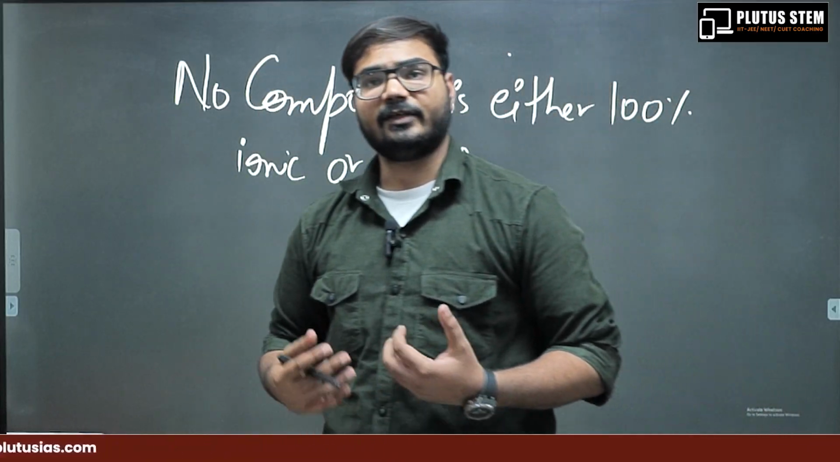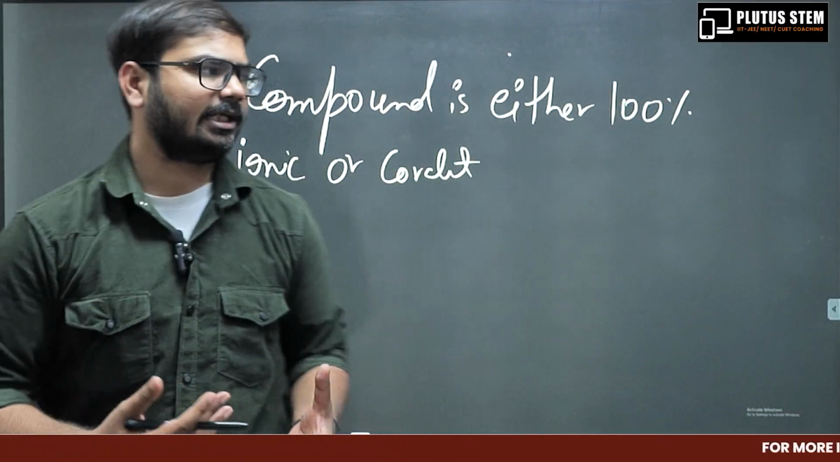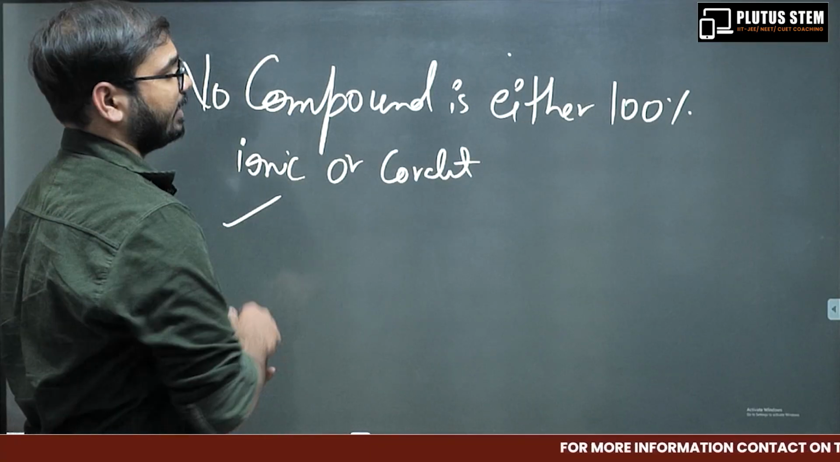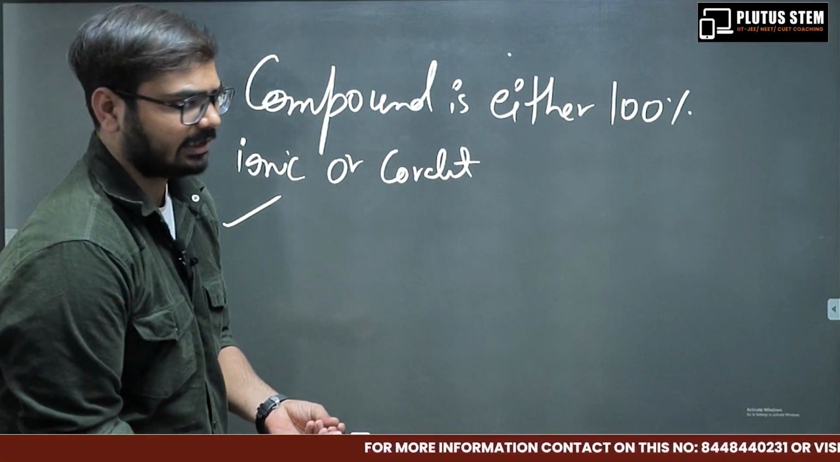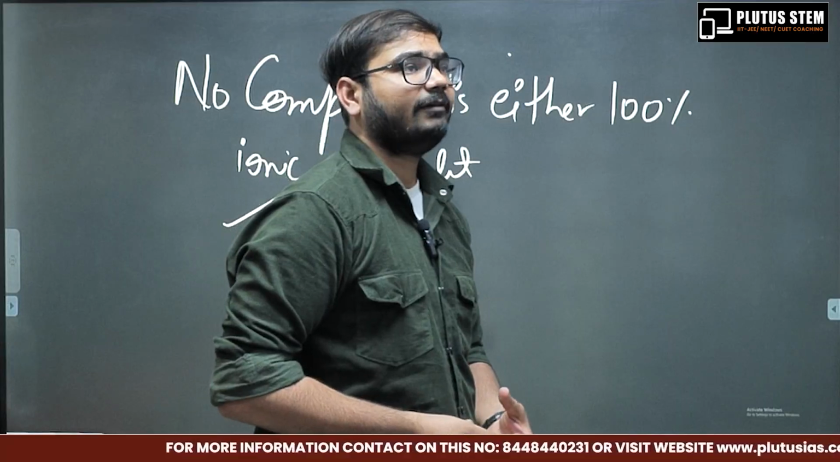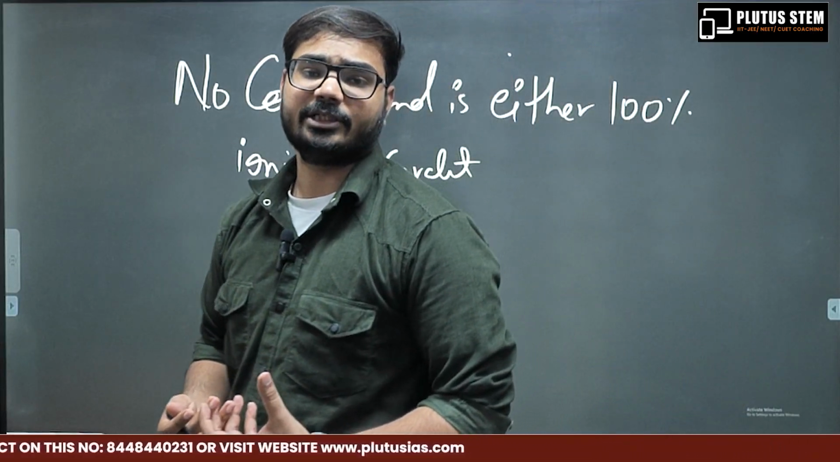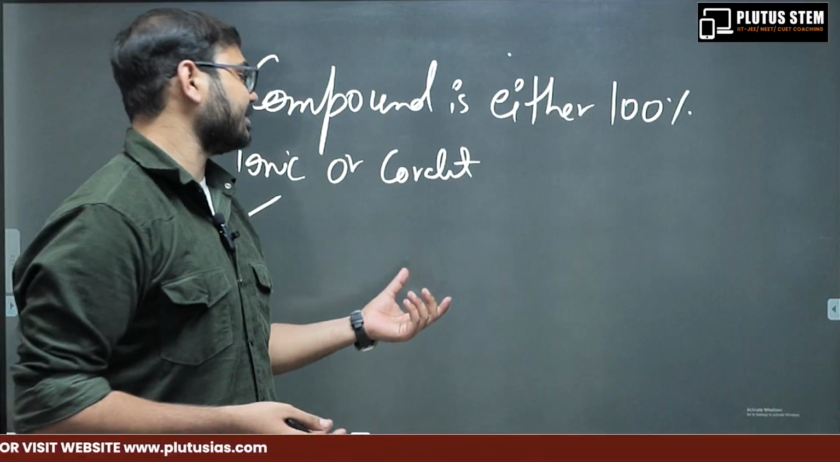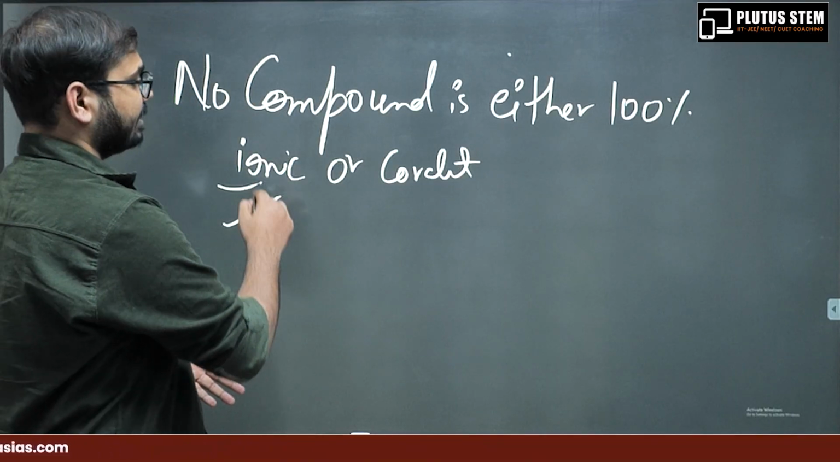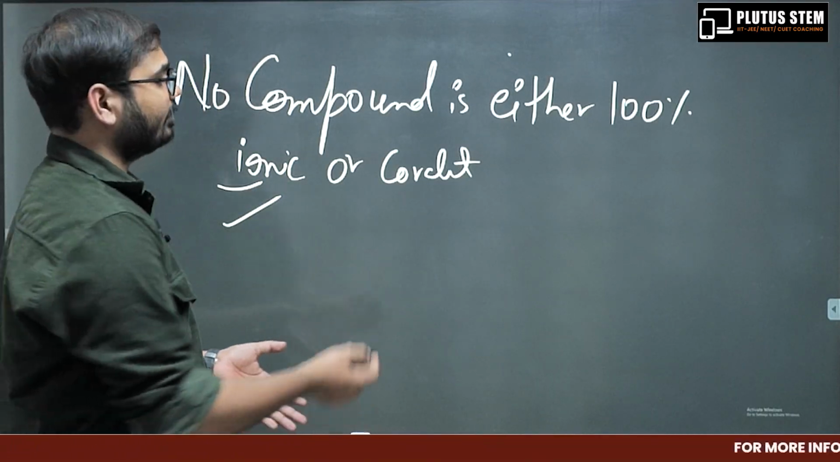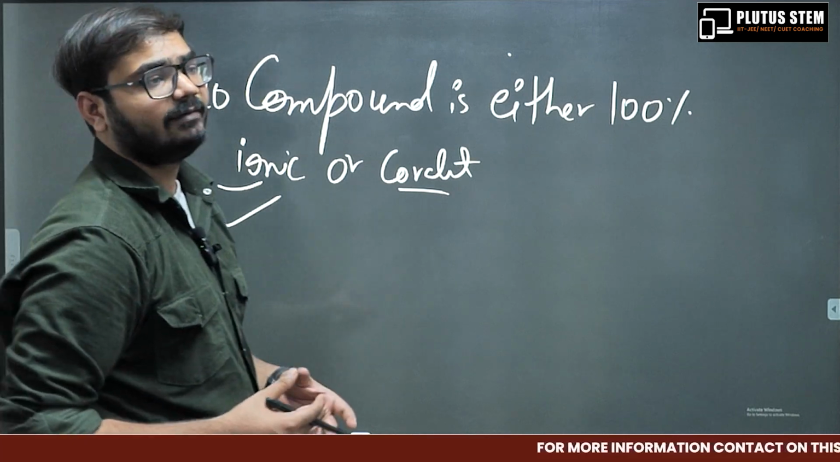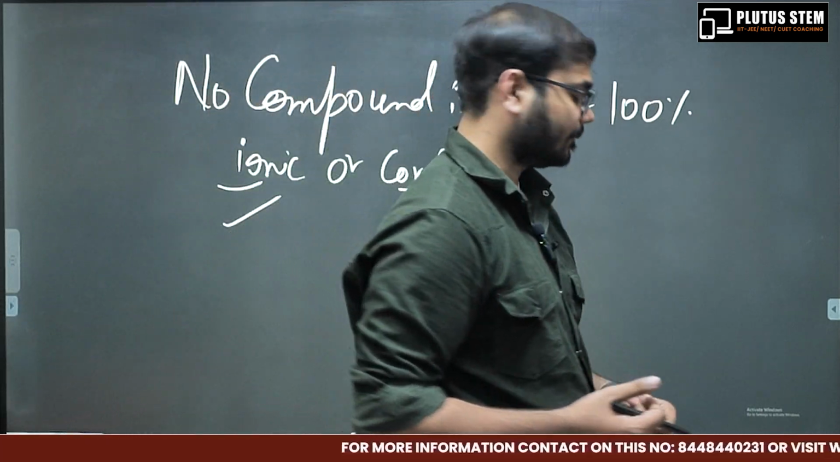So the thing is, ionic compounds have a higher percentage of ionic character and a lower percentage of covalent character, while covalent compounds have a lower percentage of ionic character and a higher percentage of covalent character. And let's say at some point the ionic percentage becomes nearly equal to the covalent percentage, you will have a compound having a coordinate bond.